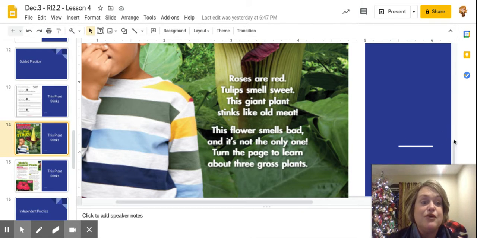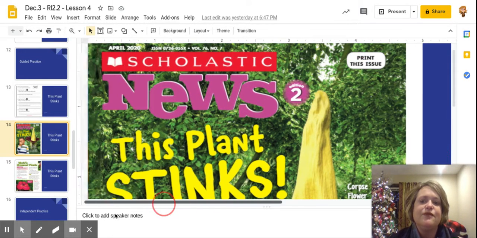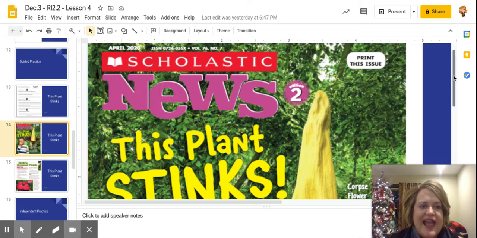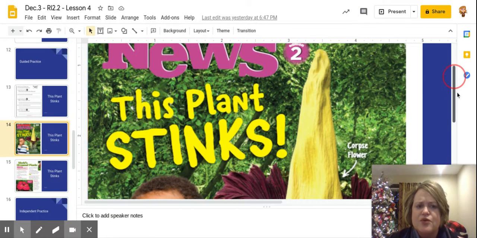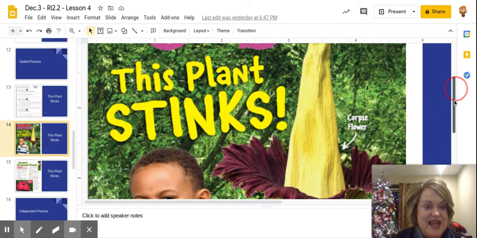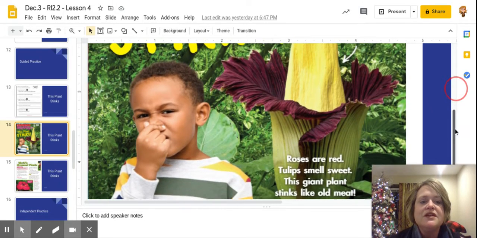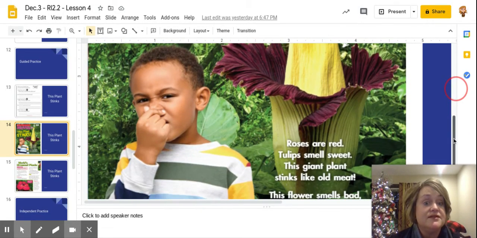So before we even move forward, I want to ask you, what do you think our main idea is if we just look at the title and we look at that roses are red kind of thing? It says this plant stinks. And look at the title of that. It's called a corpse flower. Do you know what a corpse is? It's like a dead body. So this has a really cool name for the flower because it smells dead, like rotten meat. Could be a dead carcass of a bird or a deer here lately. So the main idea could be plants that stink.